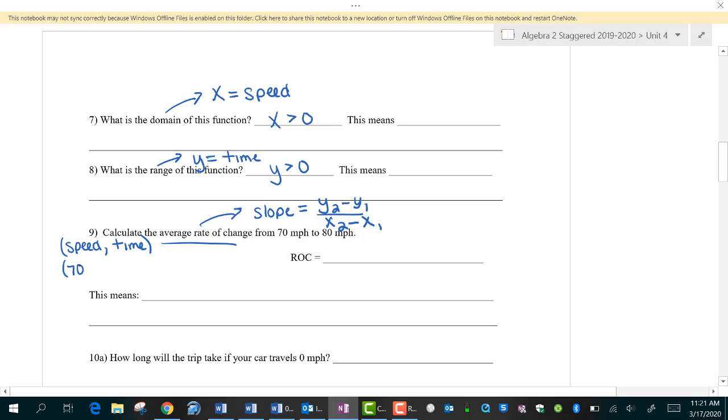For 70 miles per hour, I want to check what was the time. Looking on the table before, it looks like it was 4.29. I'm going to do the same thing for 80 miles per hour. I look on the previous page for the time that it took, and that was 3.75 hours. Now I'm going to calculate my rate of change. So I take 3.75 minus 4.29 and divide by 80 minus 70.